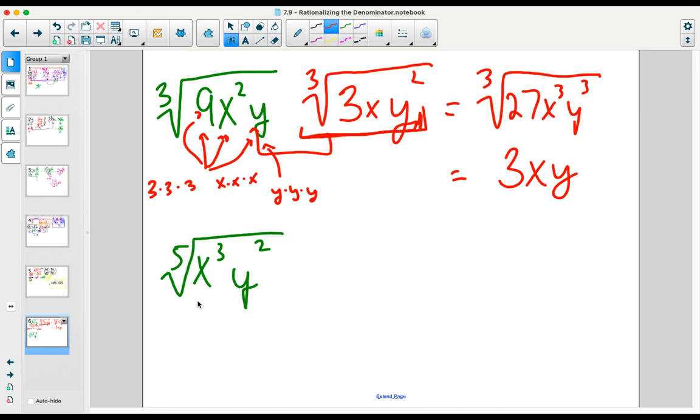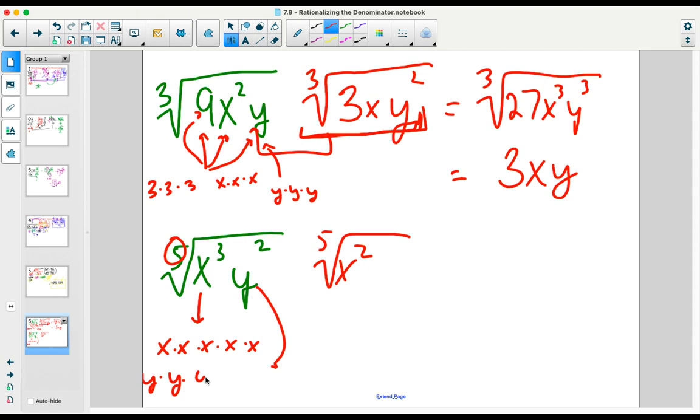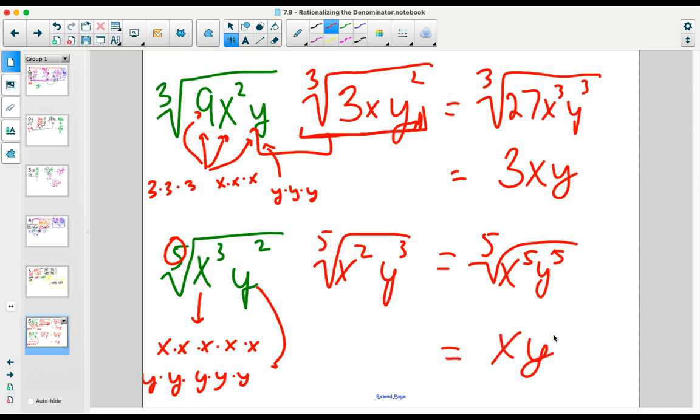Same thing with the fifth root. You give consideration to what you have. I've got 3 x's. In order to take a fifth root, I'm going to need 5 of them. So my product is going to have an x squared in it. I need 2 more x's. I look at the y's. I only have 2 so far. I need 3 more of them in order to create a fifth power. We multiply the 2 of them together, x to the fifth, y to the fifth, which simplifies to just xy.